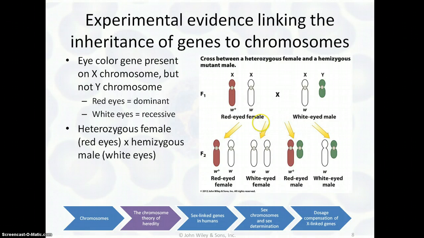And again, we can predict if the X chromosome actually carries that eye color allele. We can predict that we're going to get these heterozygous red-eyed females. We can predict that we'll also get white-eyed females. We can predict that we're going to get red-eyed males and white-eyed males. And we can predict what ratios we're going to see these in just by using classic Mendelian monohybrid crosses and what we would predict in the offspring. And that's what Morgan did, and he predicted what he would see if these two things were linked. That is, if the allele was actually carried on the X chromosome.